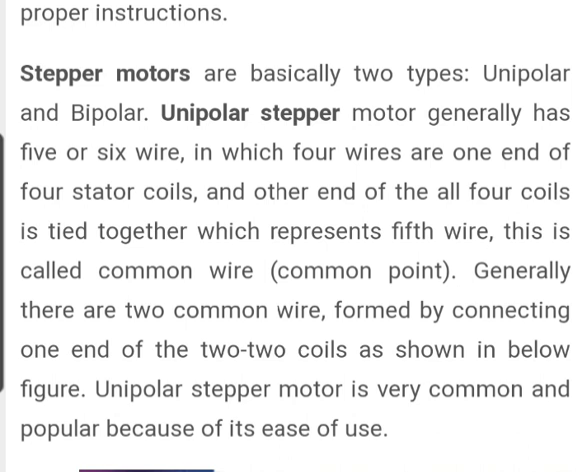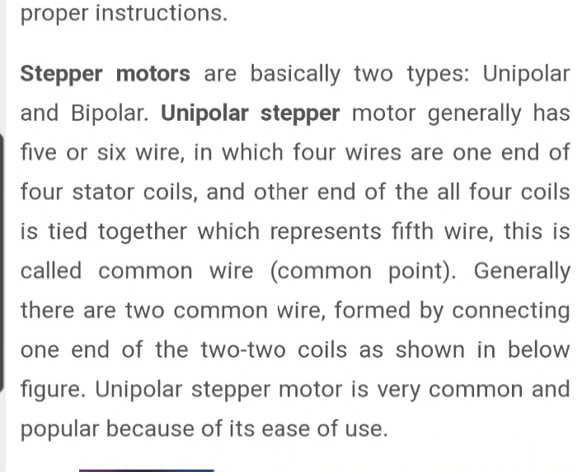Now what is unipolar? The unipolar stepper motor generally has 5 or 6 wires, in which 4 wires are one end of the 4 stator coils and the other end of all 4 coils is tied together, which represents the 5th wire, and this is called a common wire or common point.